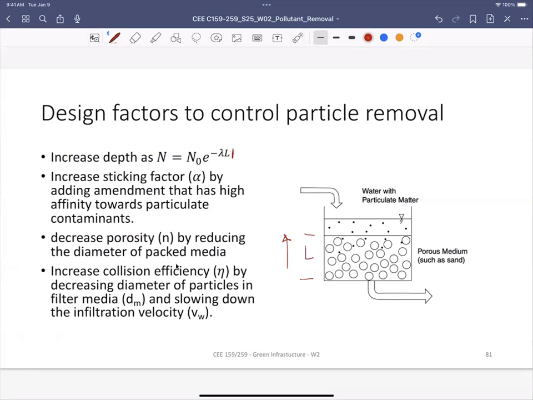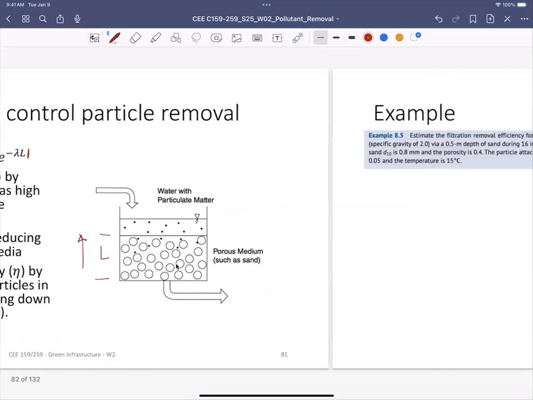You can increase collision efficiency by decreasing the diameter of particles, which you can do. But for the diameter of the filter media, again, you can make it smaller. You can slow down the water. By just decreasing the size of the filter media, the hydraulic conductivity will also decrease, and that will make the velocity of water passing through the media decrease. If the velocity decreases, particles are more likely to stick.